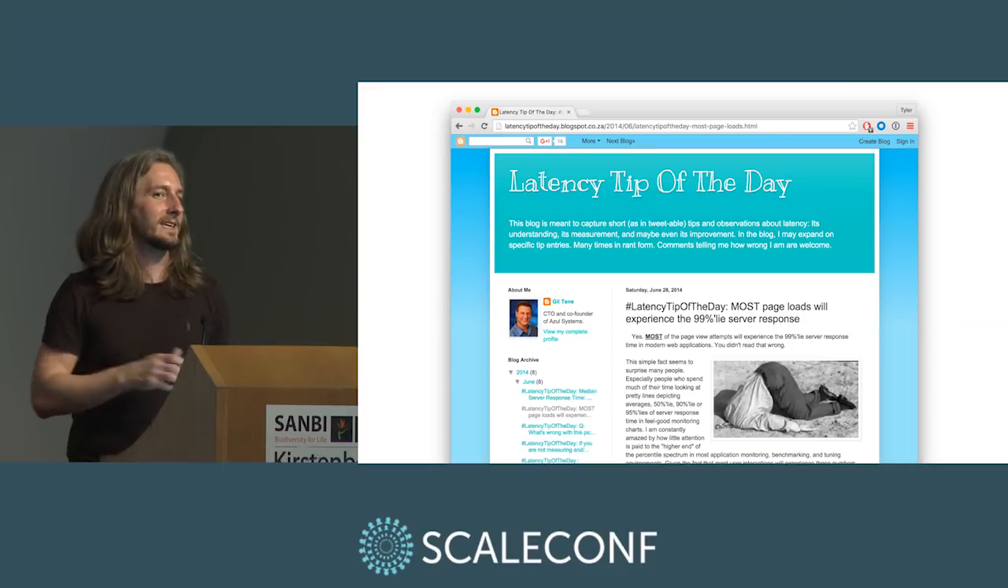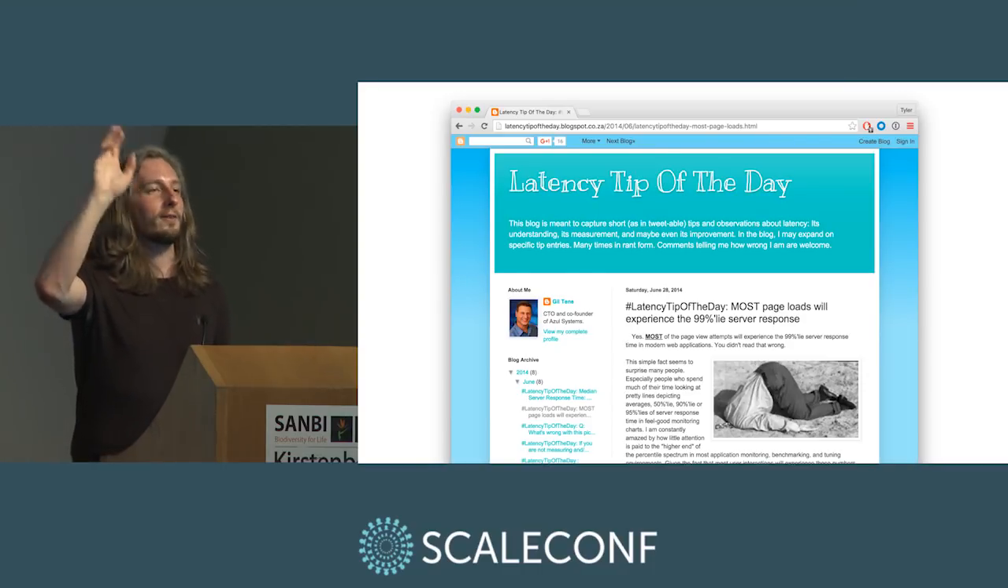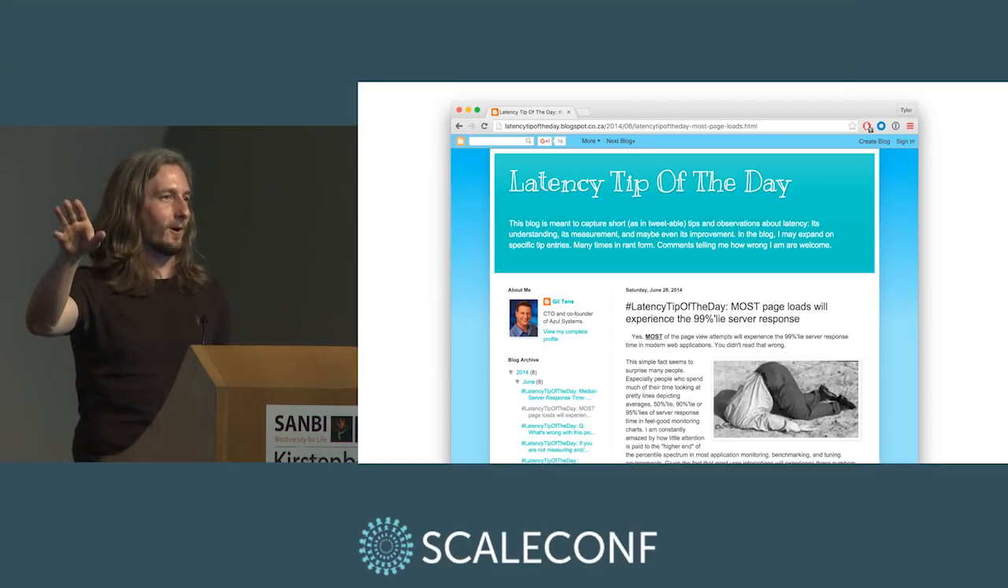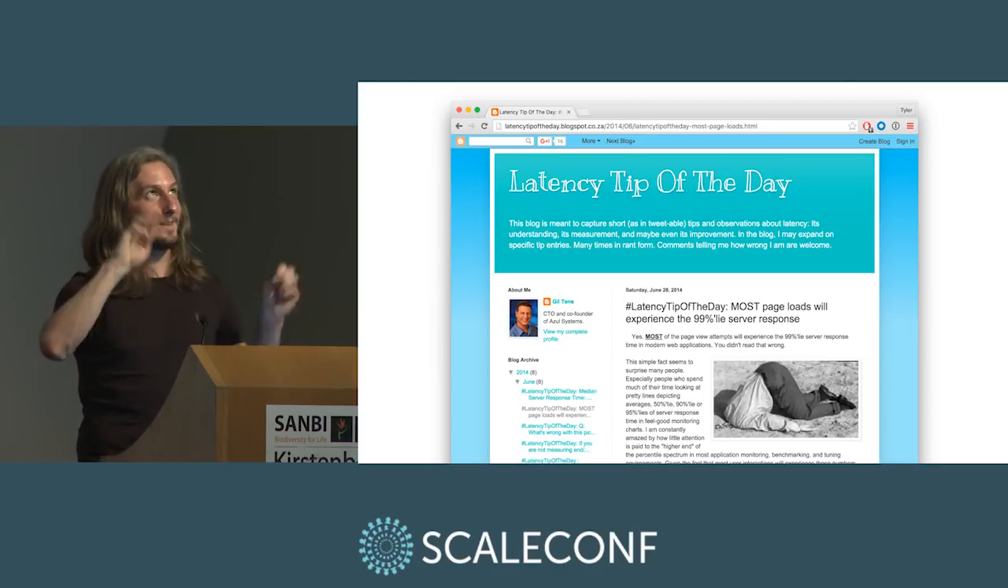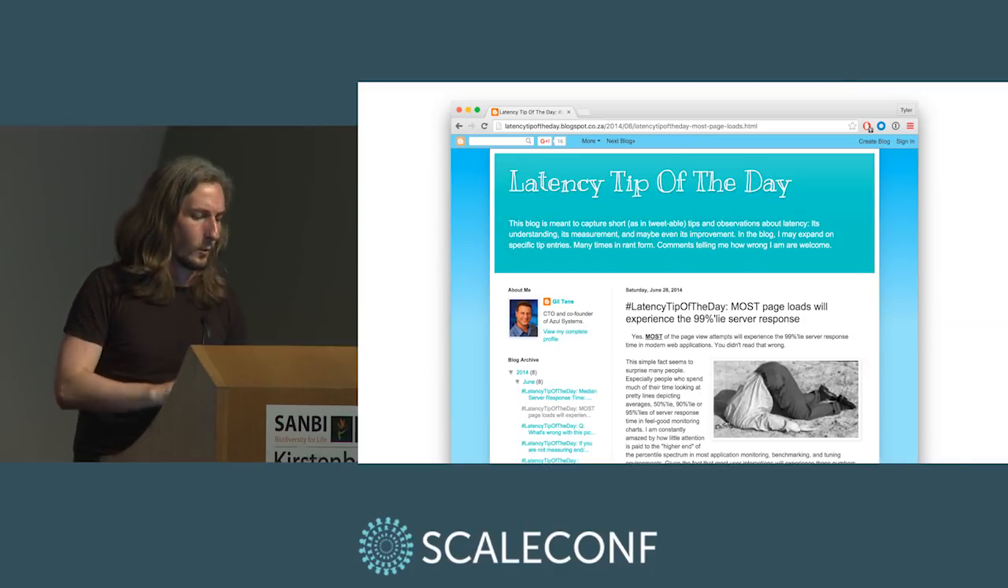We think about the 99th percentile as the rare event. It's the thing that only happens every so often, every once in a while. It's like, once in a blue moon, we're going to hit the 99th percentile. But that's not actually the case. And let's look at why.